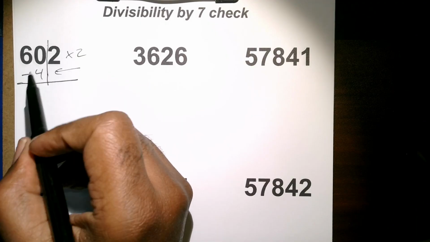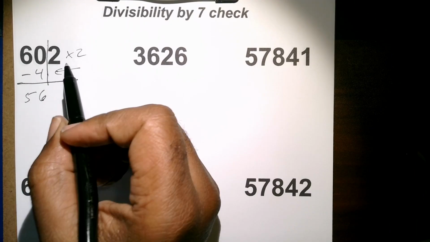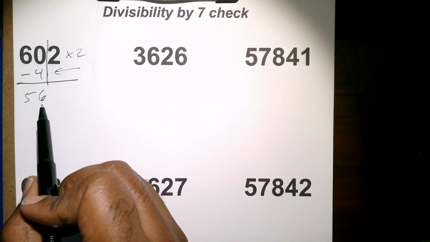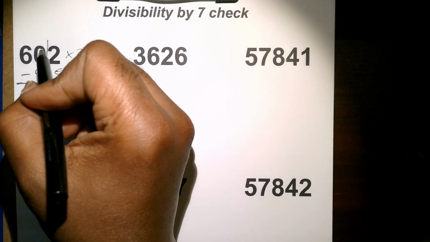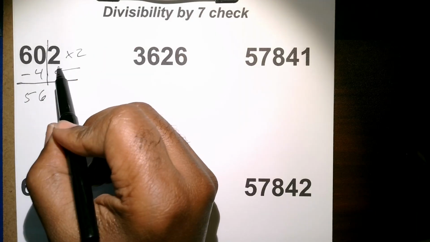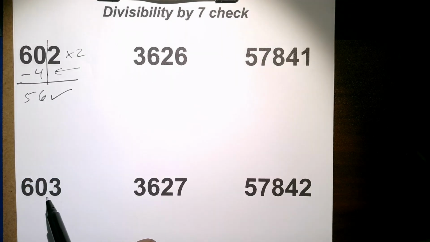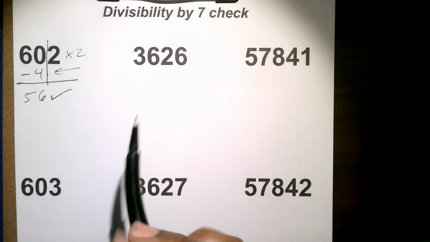So 60 take away 4 will be 56. 56 is in the 7 timetables, so 602 is divisible by 7. So again, as long as this number right here is divisible by 7, let's try that again here.